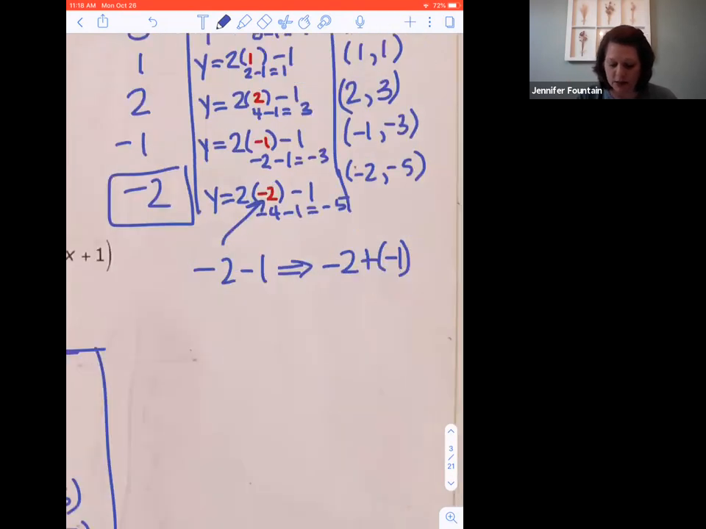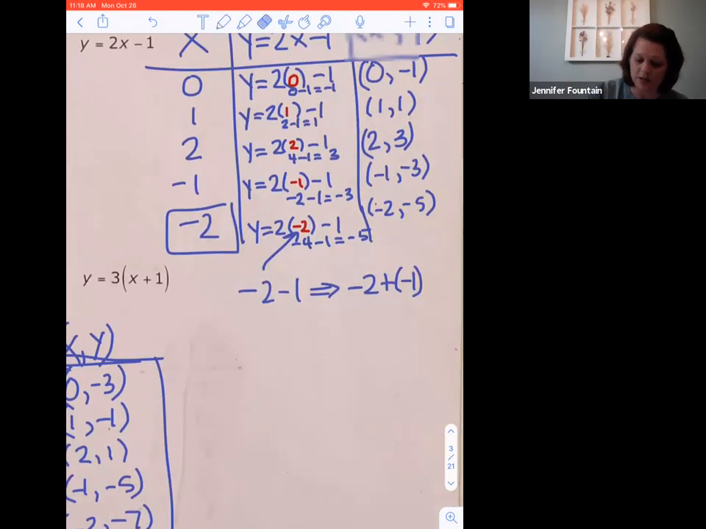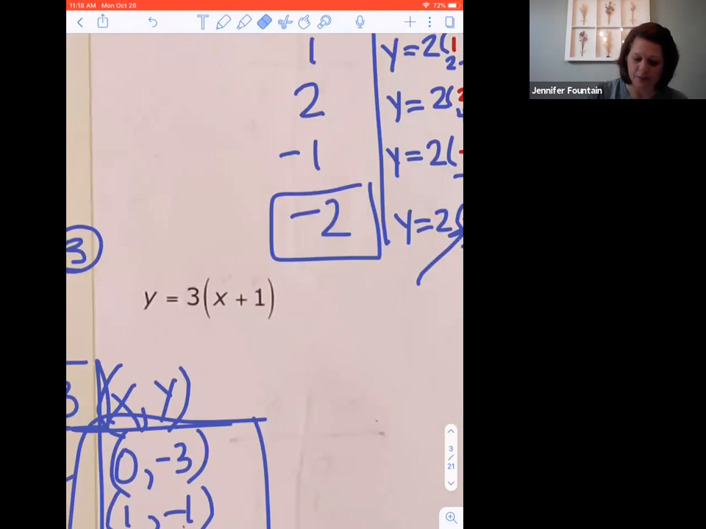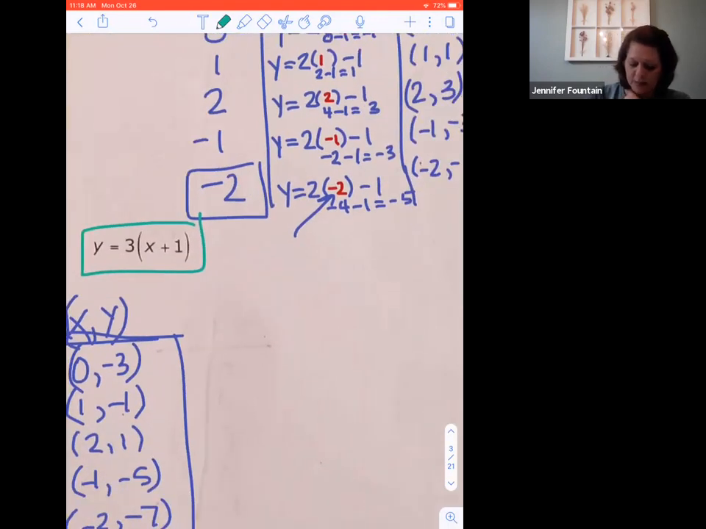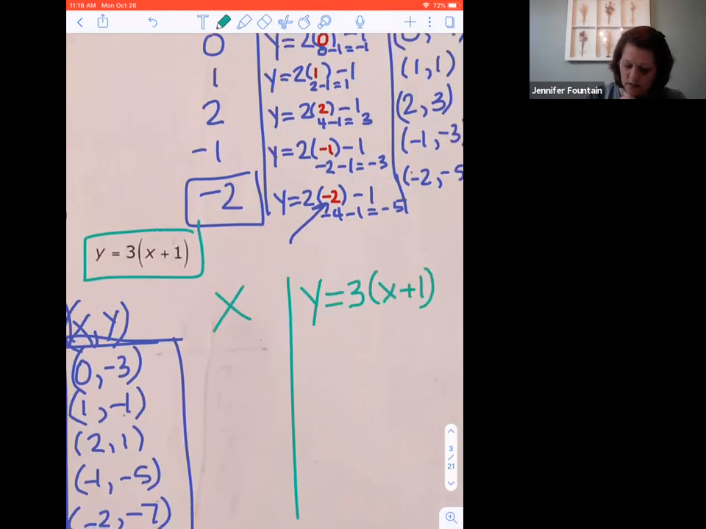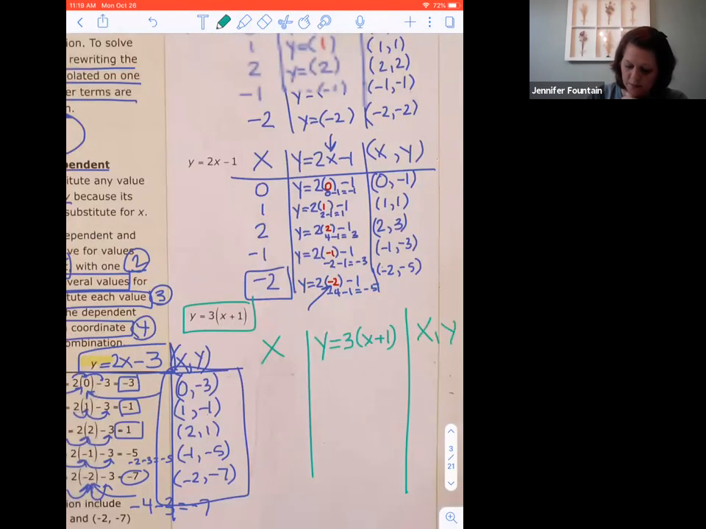All right, let's look at the last one. Now, notice what I have in front of this over here. I'll change colors so it doesn't get too mixed up. Okay, I'm working with this one. So again, I'm going to have x, y equals 3 times x plus 1. And then I'm going to have x, y: 0, 1, 2, -1, -2.